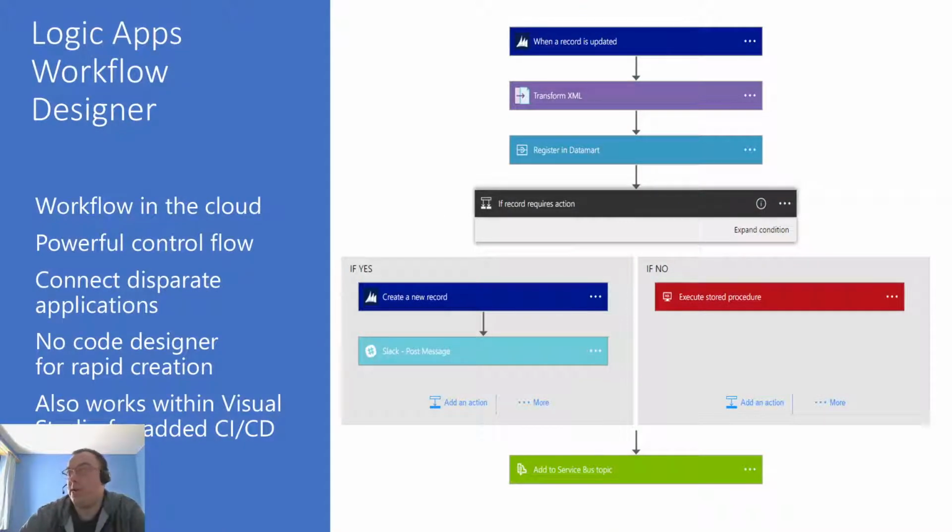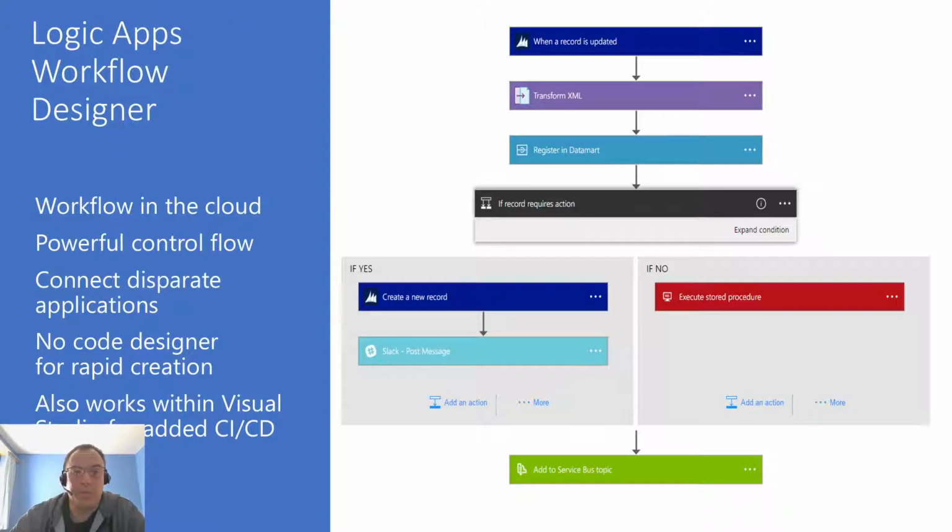Now, here is a sample of how a Logic App designer could look, or some components at least. And you see immediately that it's quite readable. When a record in Dynamics is updated, we're going to do some XML transformation. We're going to register it in a data mart. We're going to do maybe some if structure where, if it's yes, we're going to create a new record. If it's no, we're going to execute a stored procedure on a SQL server. We can post messages to Slack, Teams, and whatnot. And then at the end, maybe add something to a service bus topic, which in turn might be picked up by a function or a different process to continue processing that request.